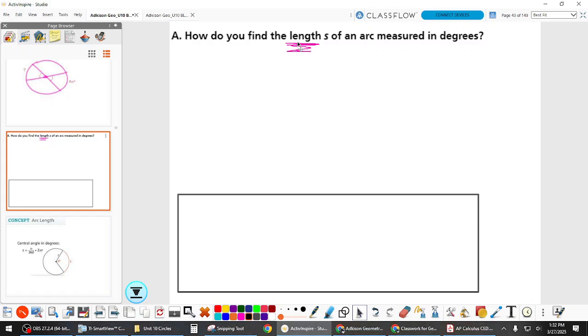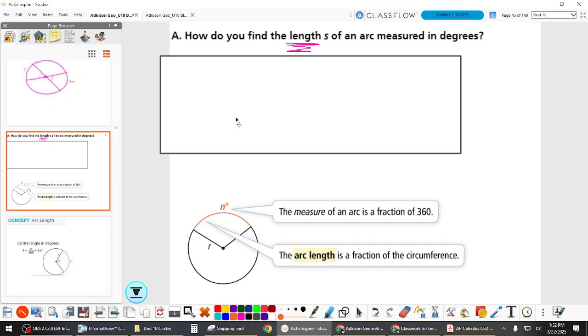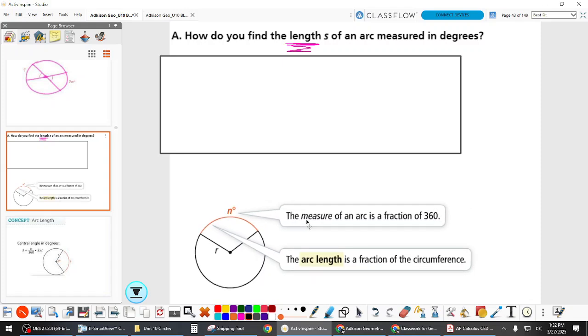Arc measure, I've always said, is kind of a weird thing to measure about an arc to me, but this doesn't. To me, this makes more sense. So, let me pull this up so you can see the comparison. The measure of an arc is a fraction of 360. So knowing that all the way around is 360 degrees, the arc measure is the fraction of that total degrees.